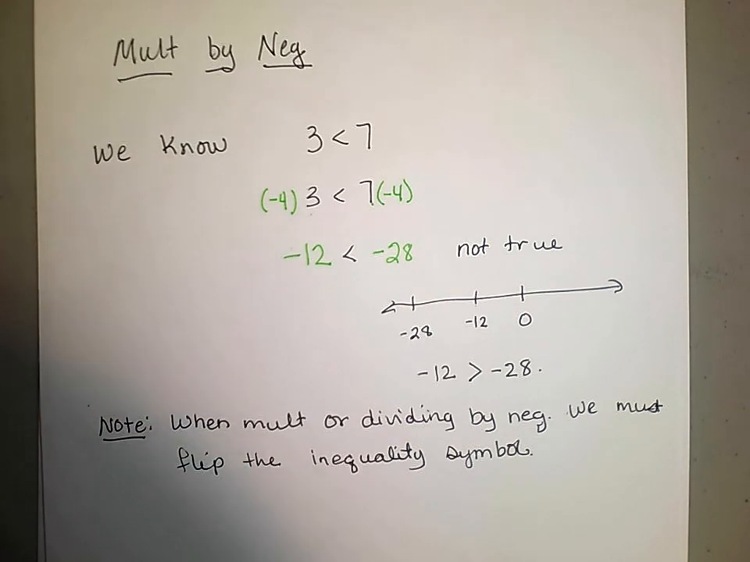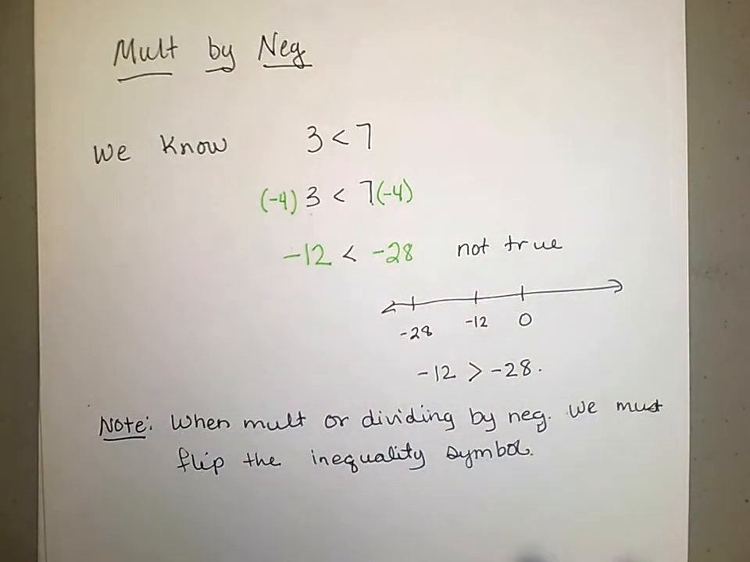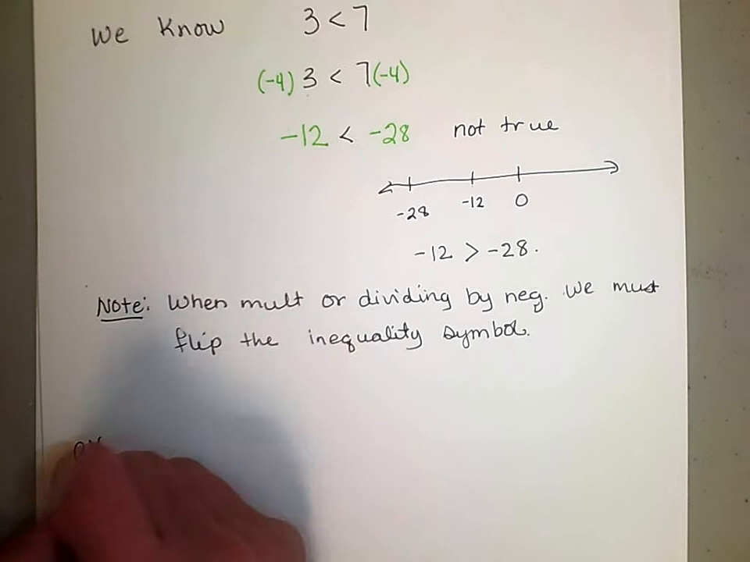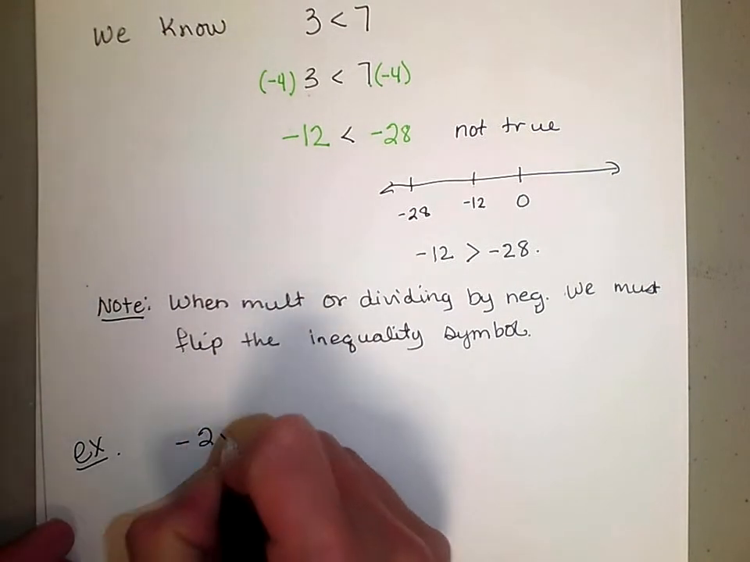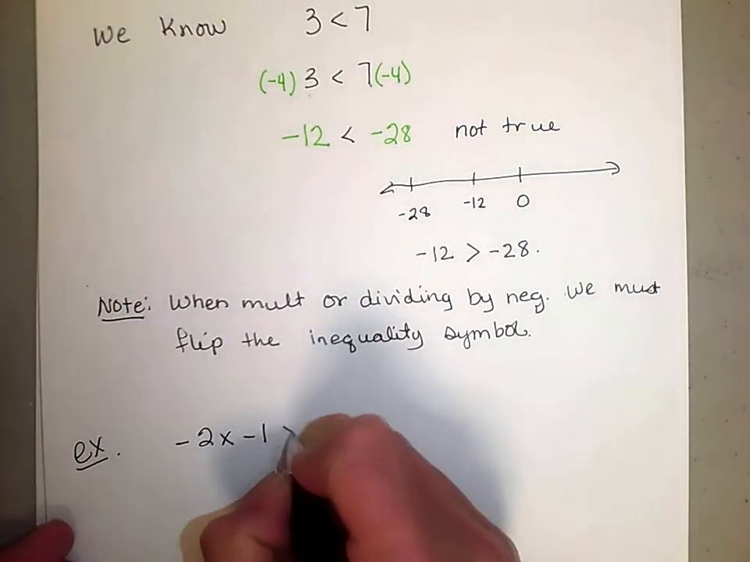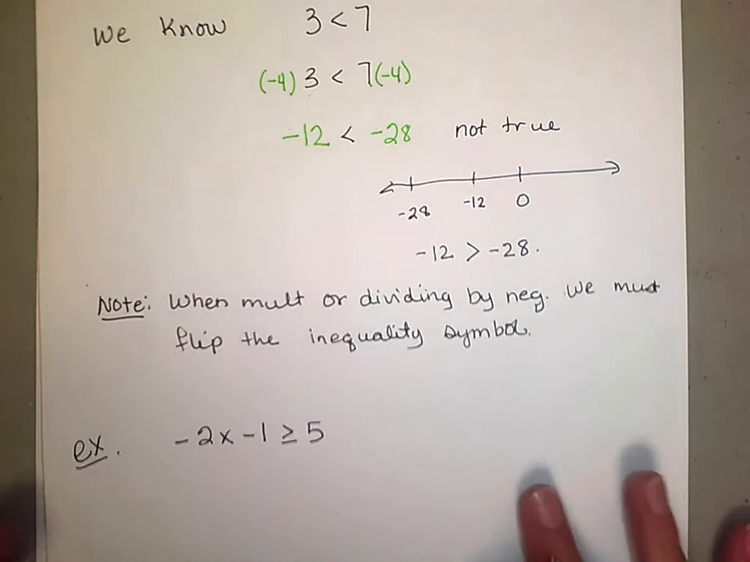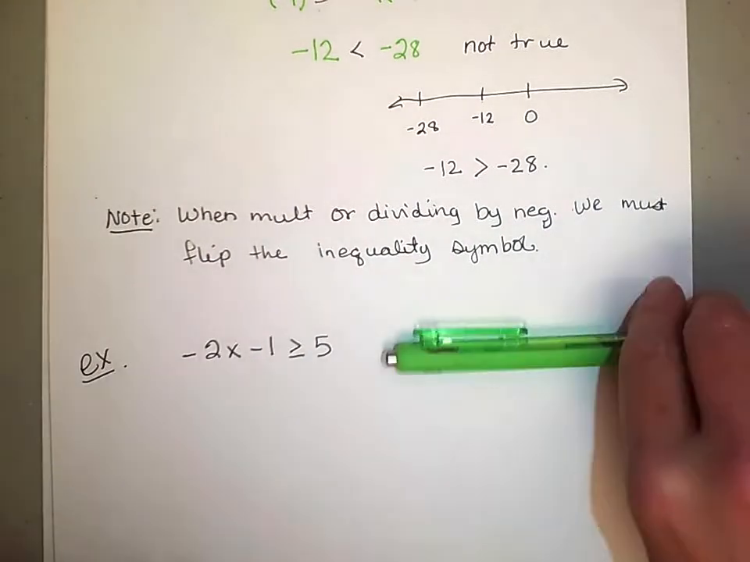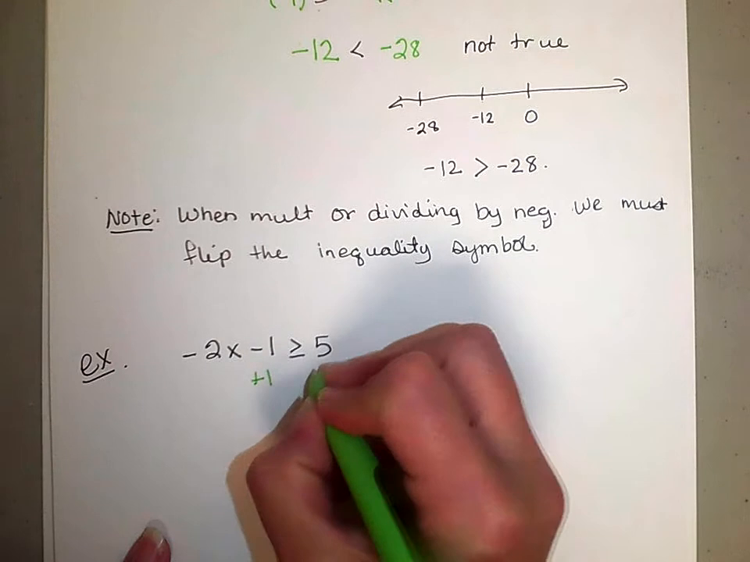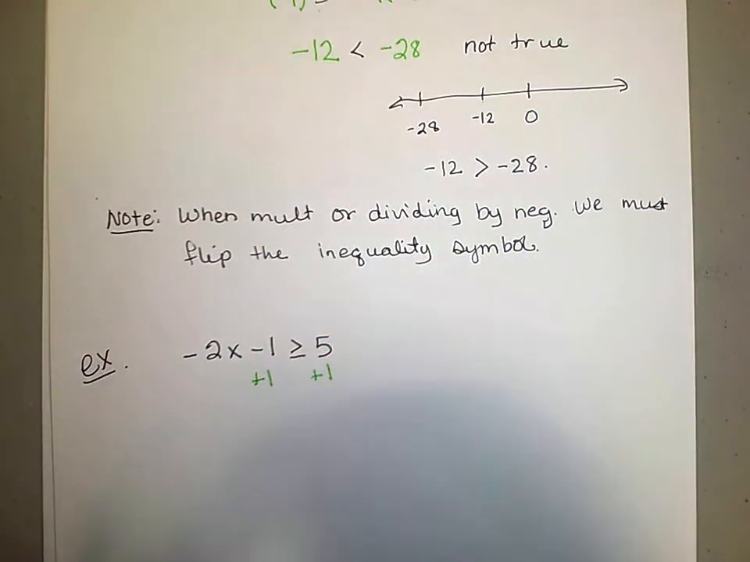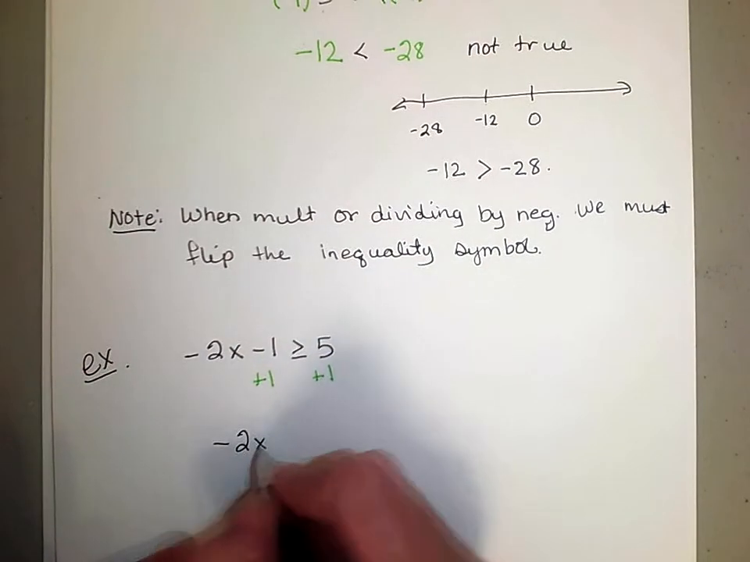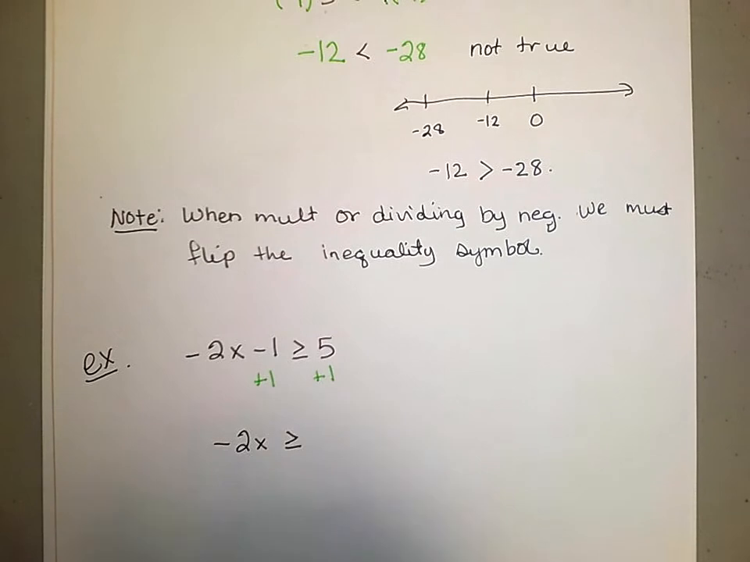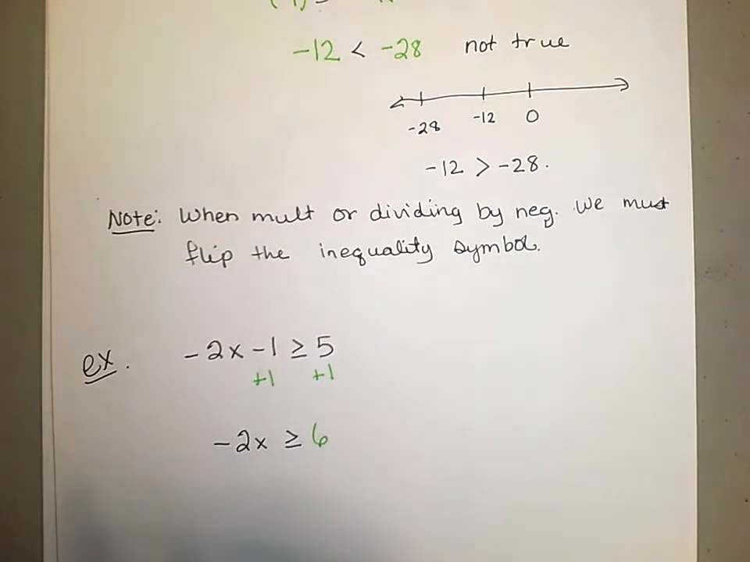So let's look. What do I mean by that? Let's look at this example. We have negative 2x minus 1 is greater than or equal to 5, let's say. I want to undo what's happening to x, so I'll add 1 to both sides. So this is negative 2x, and it's now greater than or equal to 6.